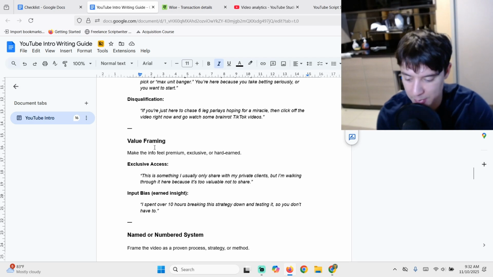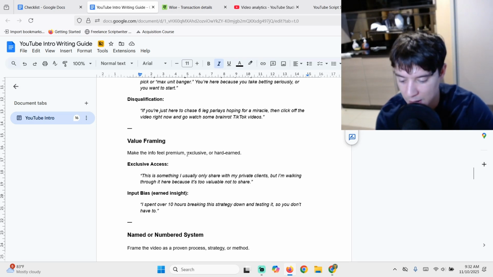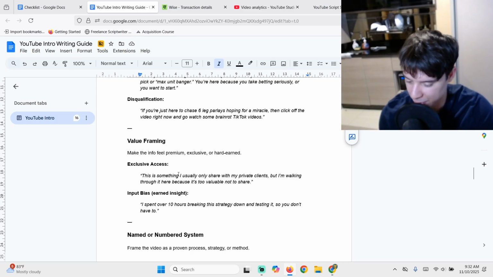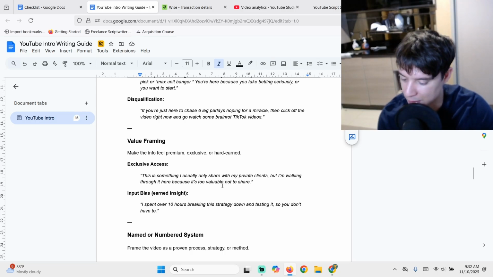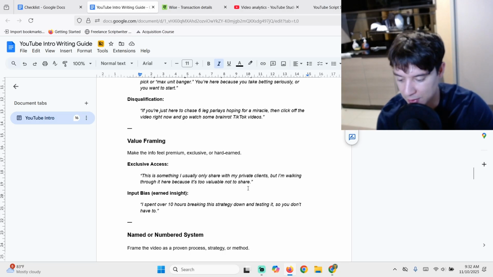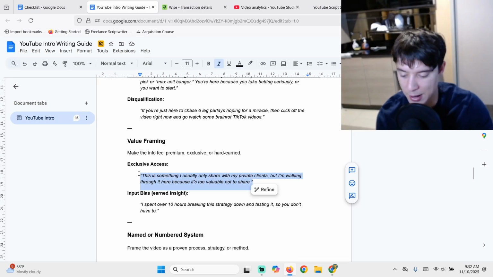Next, we have value framing. So this is where you make the info feel premium. It's exclusive or hard earned. So exclusive access would be something like, this is something I usually only share with my private clients, but I'm walking through it here because it's too valuable not to share. It frames the content as way more valuable. And so they're going to stick around to watch it.